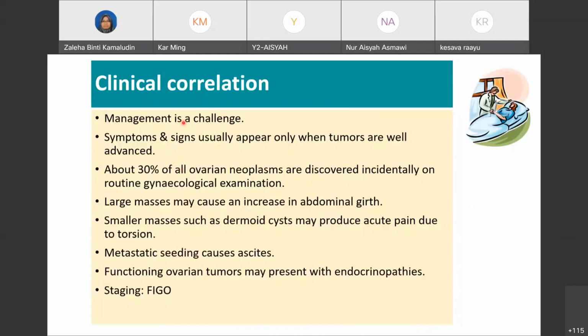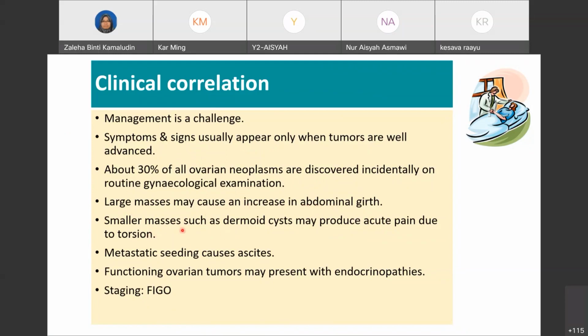So the clinical correlation for the ovarian tumor is this. The management of the ovarian tumor is quite difficult, and the symptoms and signs usually appear only when the tumor is already at an advanced stage. However, about 30% of these ovarian tumors are discovered incidentally during routine gynecological examination. Usually it is in the advanced stage, or maybe a benign tumor, for example teratoma or serous adenoma, which is too big, so we can appreciate it, or the patient may already have a larger mass. It can also show an increase in abdominal girth.